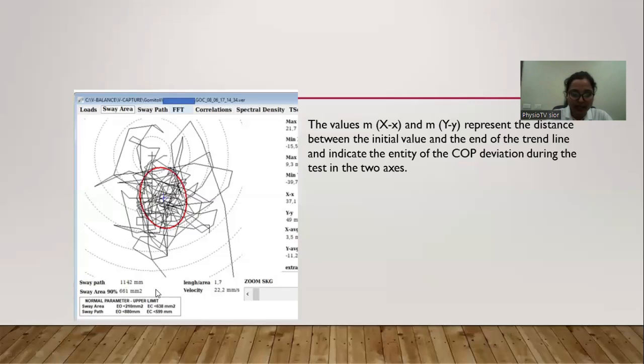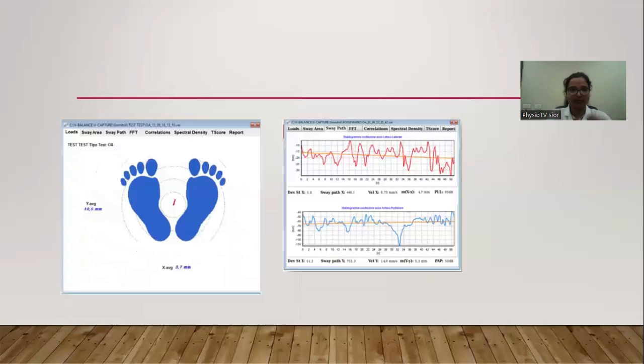We also get here the normal parameters of the values. You can appreciate here with eyes open and also with eyes closed. So here the values are being given in mm. So millimeters is being used for the particular parameter. So yeah, this was about the display which we can see and appreciate and use for evaluating our patient.